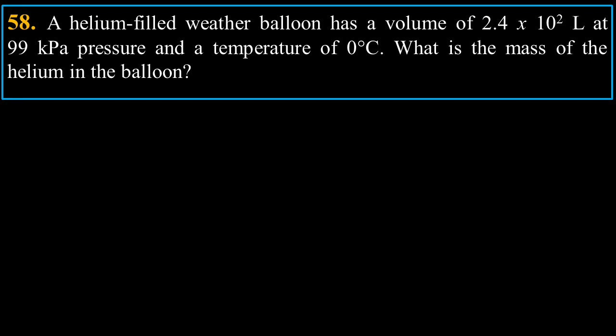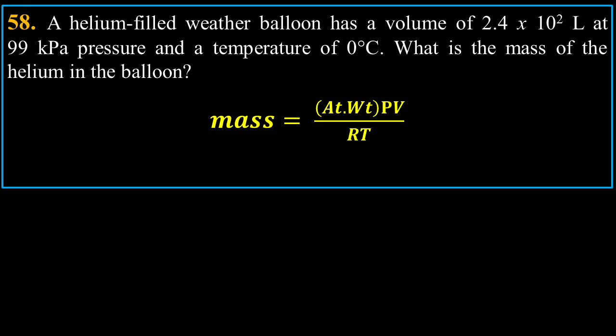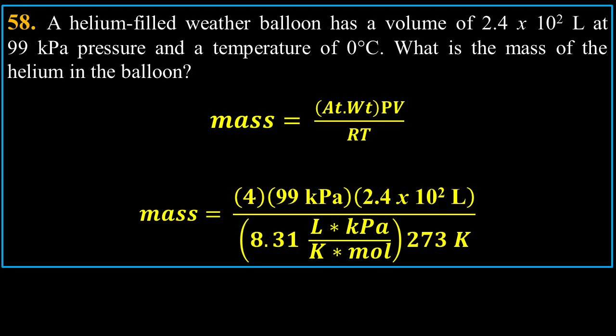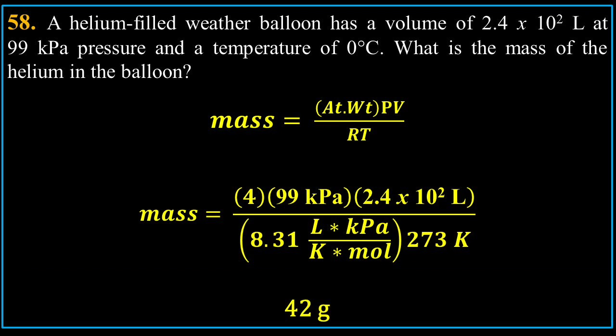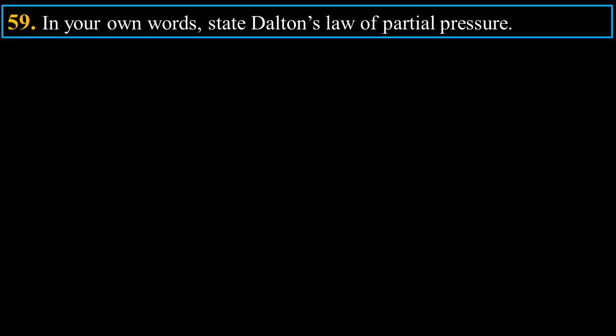A helium-filled weather balloon has a volume of 2.4 times 10 to the second liters at 99 kilopascals pressure and a temperature of 0 degrees Celsius. What is the mass of the helium balloon? Let's continue. I'm bringing that equation forward for the mass. Now I'm going to plug in. 4 is the atomic weight of helium, then 99, then 240 divided by 8.31 divided by 273 equals the mass, and the mass equals 42 grams. That's several moles, at least 10 moles, 10.5 moles, which is quite large.